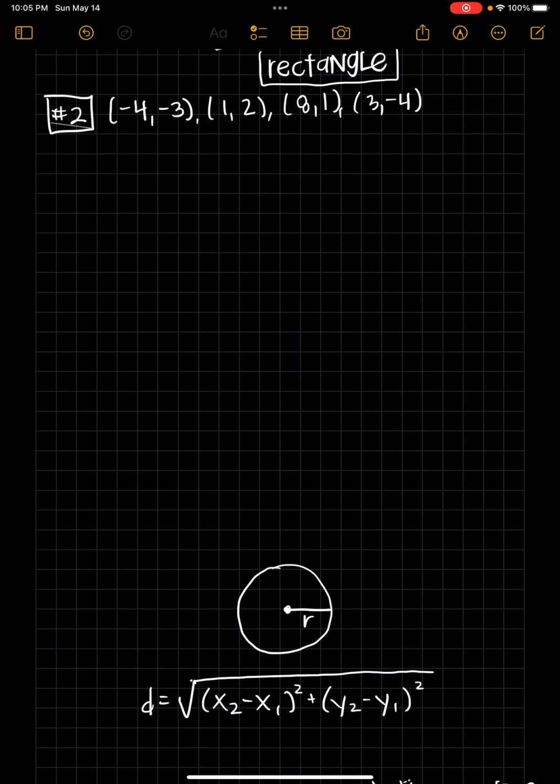So the next one, once again, let's start by graphing it a little bit, just generally, so we can tell where to find the lengths of it. So negative 4, negative 3 would be about right there. We're going to call that A. 1, 2, we're going to call that B. 8, 1.